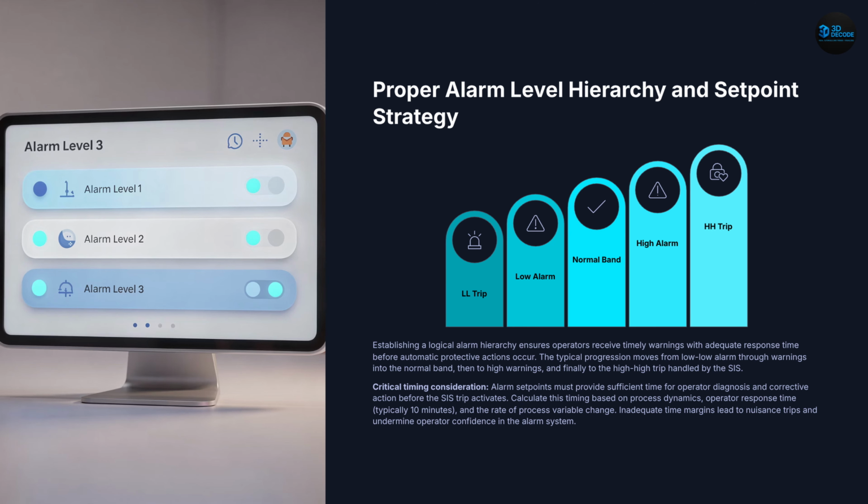Slide 5. Alarm hierarchy. A proper alarm system follows a structured hierarchy. You typically have low alarms, normal operating range, high alarms, and then high trips. The key point is that alarms must provide enough time for the operator to react before the trip condition occurs. If this time gap is too small, the system will trip frequently, and operators will lose confidence in the alarms.